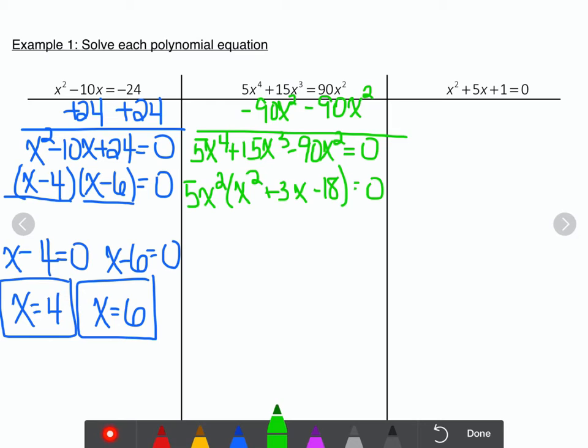Once I factor out the greatest common factor, I'm left with this quadratic trinomial. Let's see if it factors. So I have x squared plus 3x minus 18. Are there 2 numbers that multiply to negative 18 and add to 3? And there are. 6 and negative 3 will factor this.